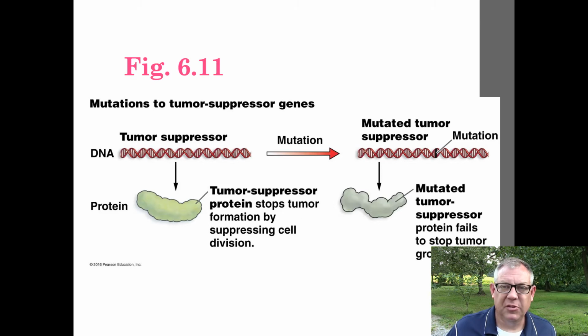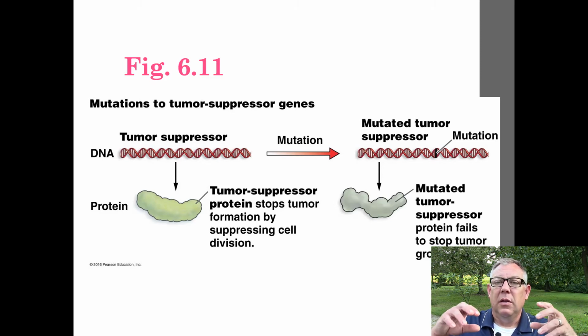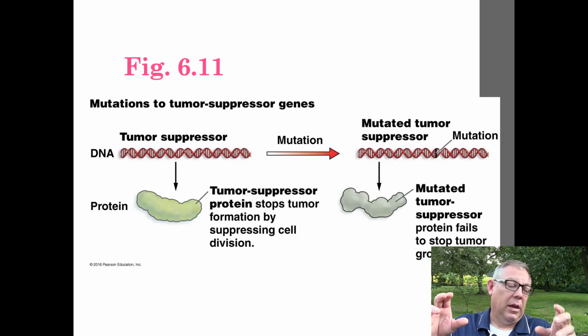And so this is just kind of a figure from your book that's trying to express that. You've got this tumor suppressor protein. And where do proteins come from? They come from RNA. Where does the RNA come from? It comes from DNA. It comes from a gene.